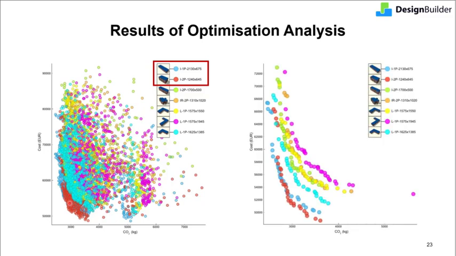The graph here shows only the Pareto fronts of each of the 7 building forms. We can see that overall optimization solutions correspond to one of the first 2 building forms. The second building form in the list was selected for further analysis.